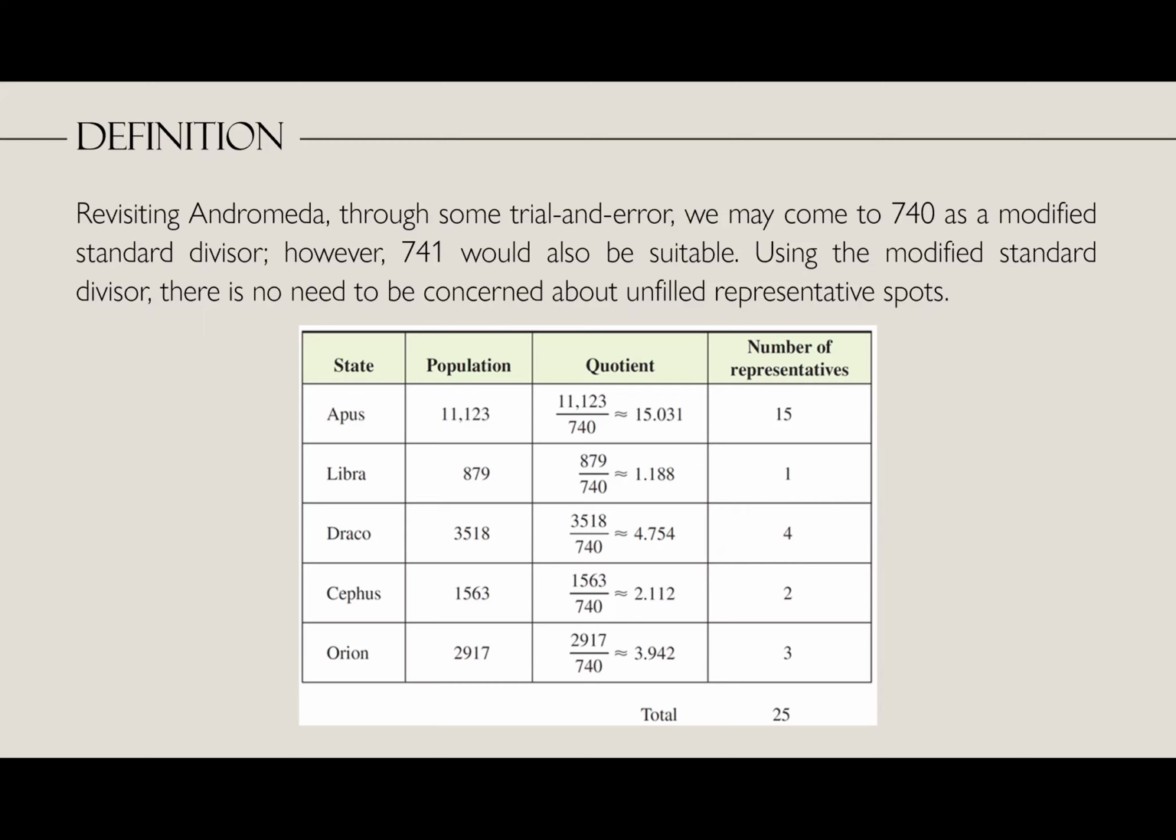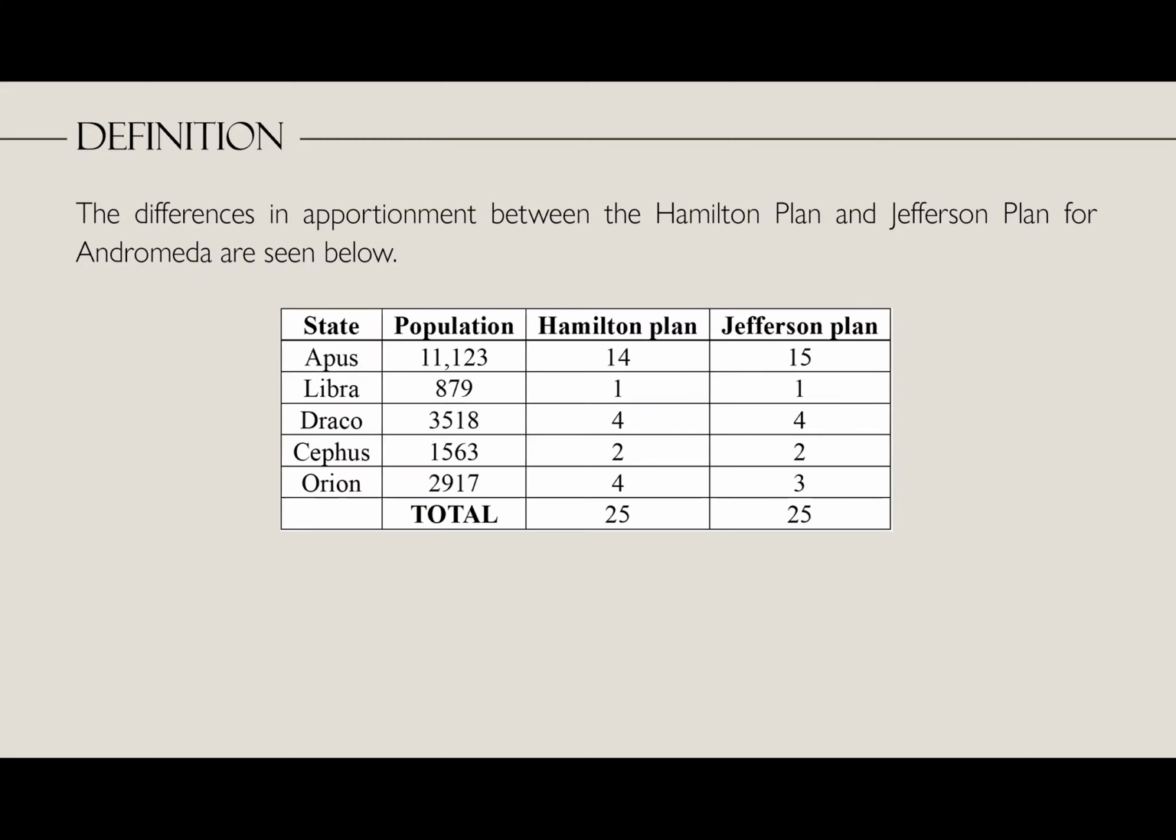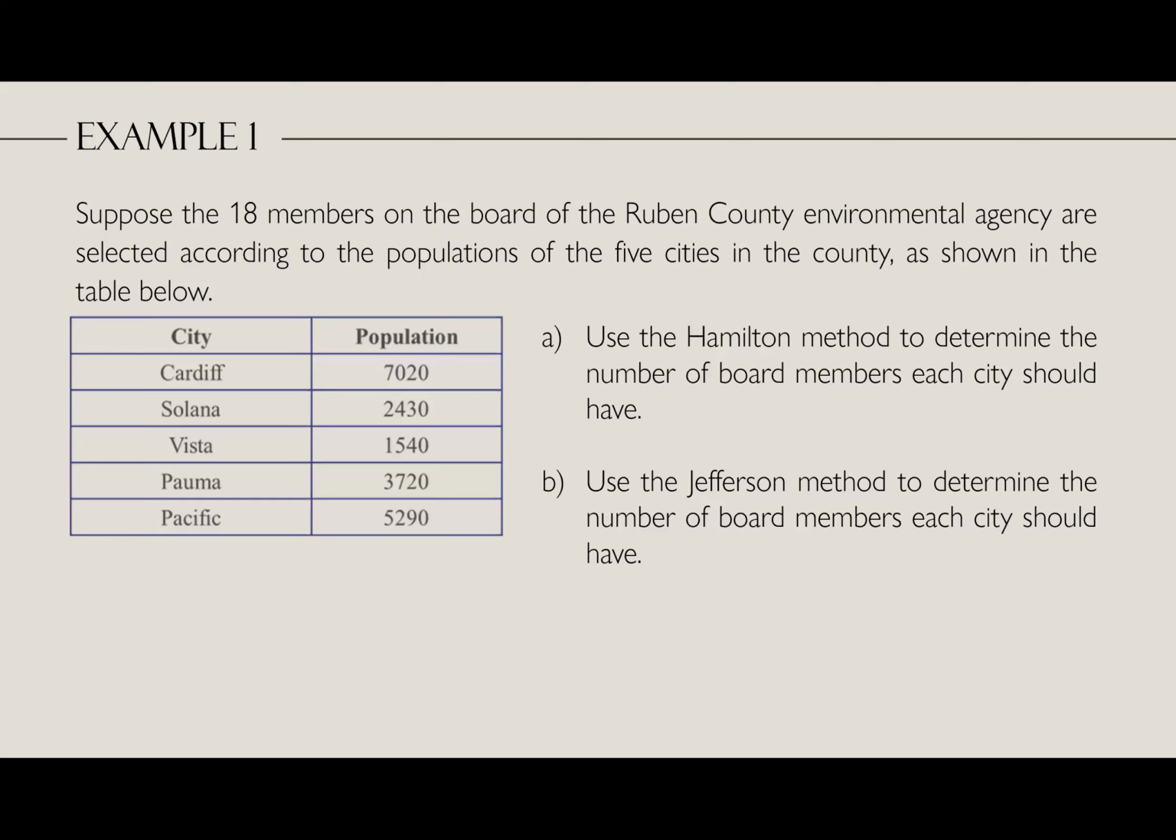And just to show the difference between these two and their final results, in our fictional country, again, Hamilton plan, we had 14, 1, 4, 2, 4 for the number of representatives and how they're distributed. Whereas the Jefferson plan, Apis actually had 15 representatives instead of 14, and Orion had 3 instead of 4. So there is some differences between these two. They can come up with much different results. So for our class, we're really going to focus on the Hamilton plan, but it's good to mention the Jefferson plan as well. And you're going to see what I mean by that in this example.